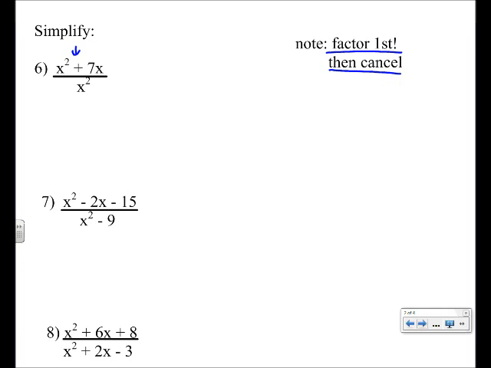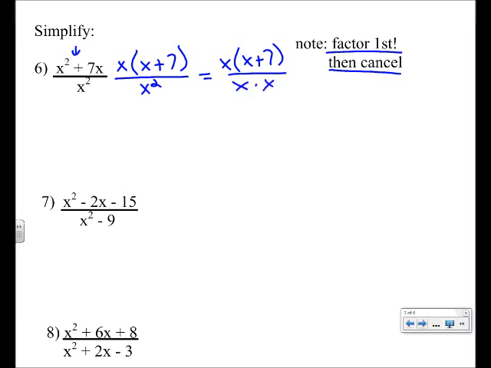If we're going to factor x squared plus 7x, I think I'm going to factor that as x times the quantity x plus 7. We all see where that came from. We just pulled an x out in front. And on the bottom, we've still got x squared. Well, that x squared is really x times x, right? So we've got x times x. Well, it should be pretty clear to see right now that we can cancel that x, and we're going to end up with x plus 7 over x.